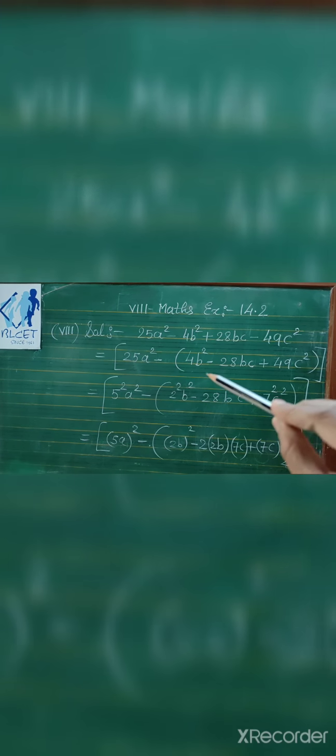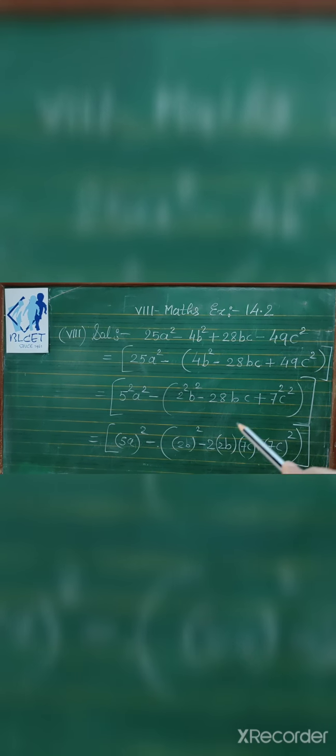Now 5 square we can write, 5 5s are 25. So 25 we can write in the square form 5 square. a square as it is, minus 2 square b square, minus 28bc as it is, plus 7 square c square, because 7 7s are 49. Now 5a whole square minus 2b whole square plus 7c whole square minus 2, a is 2b and b is 7c. So 2 2s are 4, 4 7s are 28, 28bc with negative sign we are getting. So we can write this minus 28bc in the form of 2 into 2b into 7c.